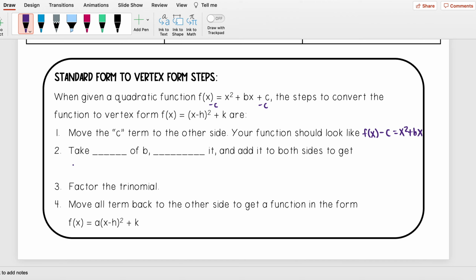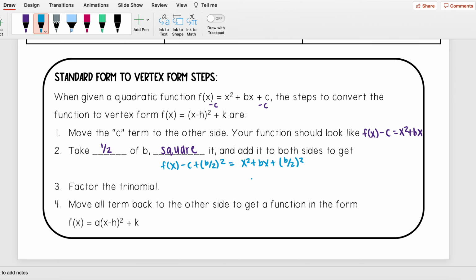Second, we're going to do our completing the square step. So we're going to take half of b, square it, and add it to both sides to get f of x minus c plus (b over 2) squared is equal to x squared plus bx plus (b over 2) squared. Third, we're going to factor it.